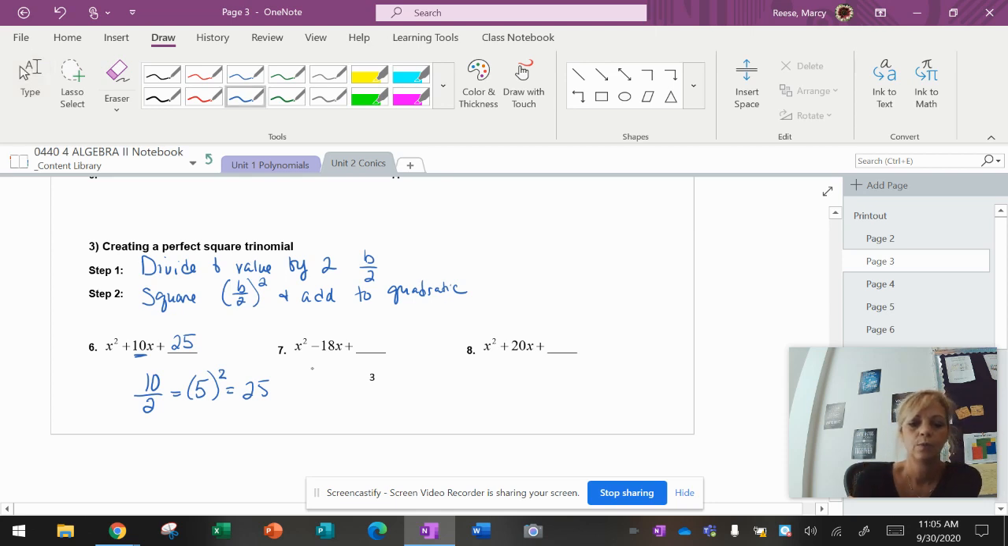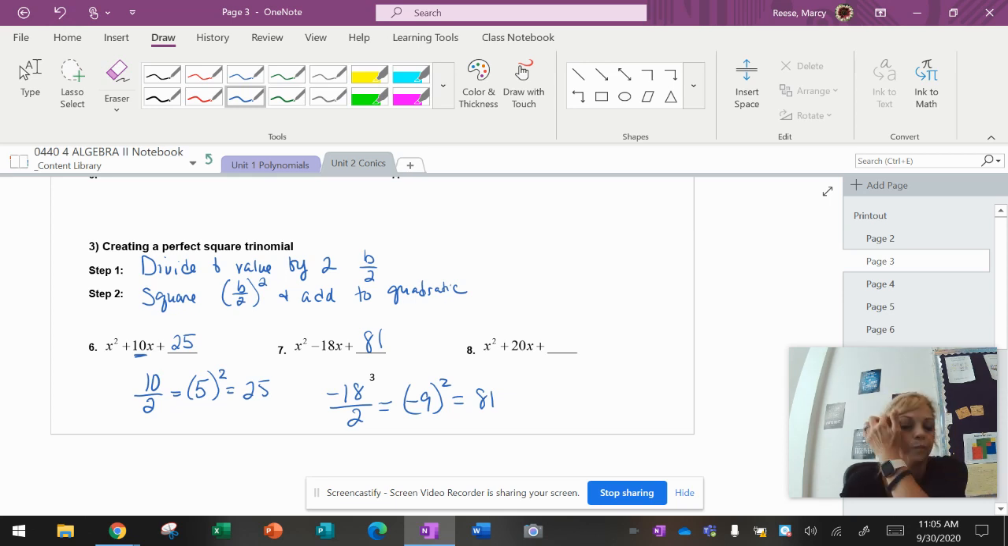Okay, so we're going to do it to our 7 here. Negative 18. Right, there's your b value. I'm going to divide it by 2. I'm going to see negative 9. I want to see negative 9, and then I want you to square it. And a negative times negative is always going to be a plus 81. Did you notice that I already put the pluses here, right? I did that because when you square a negative, it's always going to be a positive. So you're always going to say plus whatever that is, okay?